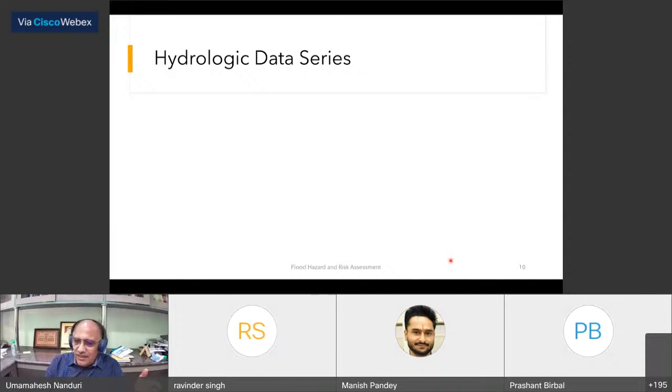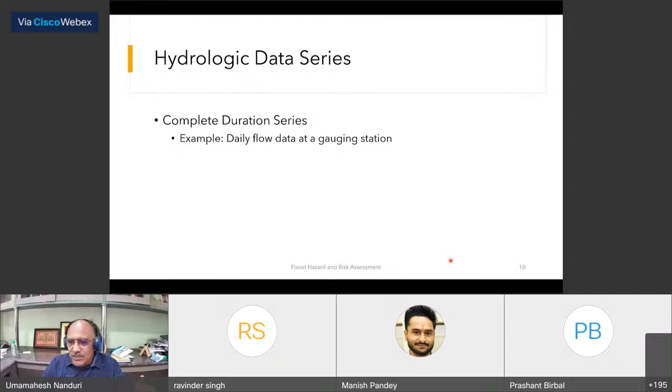Let's say I have the past records of the flow measured at the location, the daily flow. We call that a complete duration series. For example, at Polavaram, I have daily flow data measured from 1971 to 2000. What I showed is up to 2013, but I have data up to 2018. So say 48 years of data, 48 into 365 days. That's the type of data that I have. If I consider the total data, this is what you call the complete duration series.